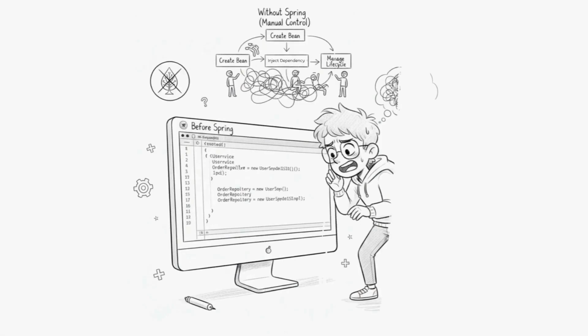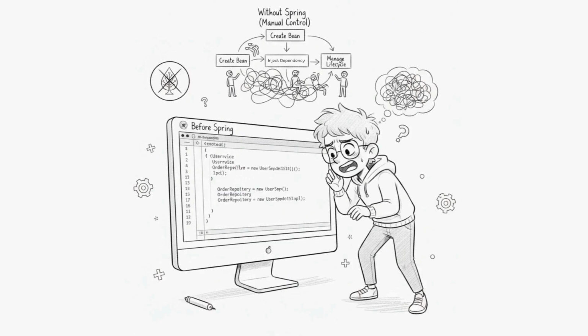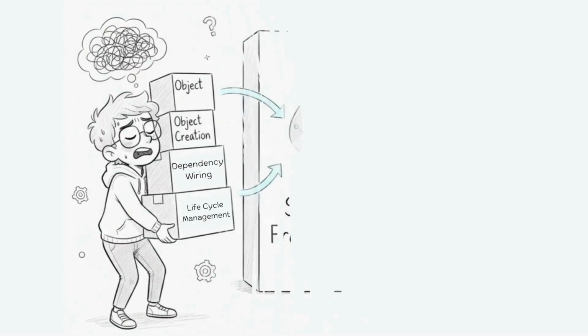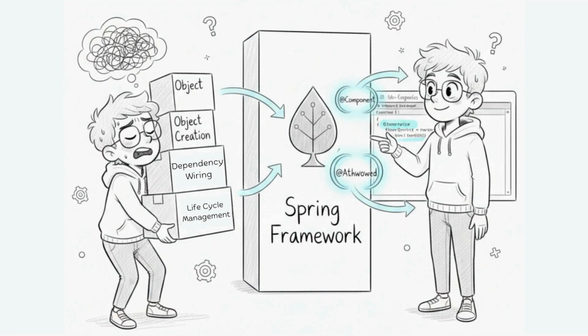The problem Spring solves. In a traditional Java application, you create objects manually. You decide when they are created, how they are connected, and how long they will live. That works until the application grows. Spring flips this responsibility. Instead of your code managing objects, the framework does. And annotations are the language you use to communicate intent to Spring.